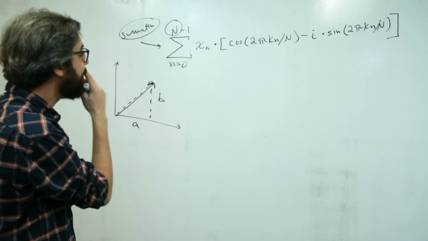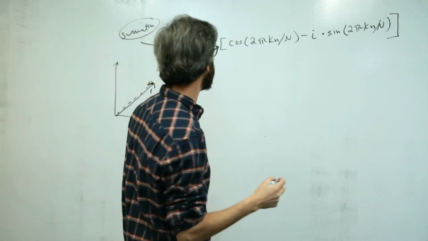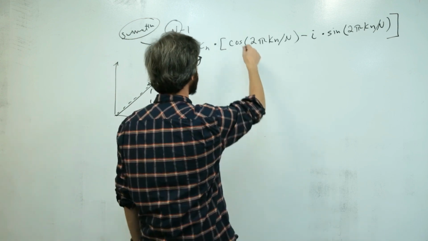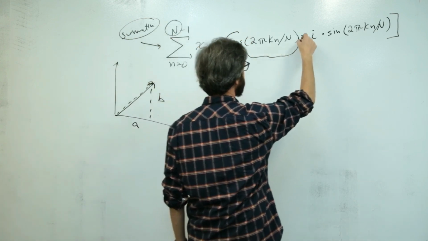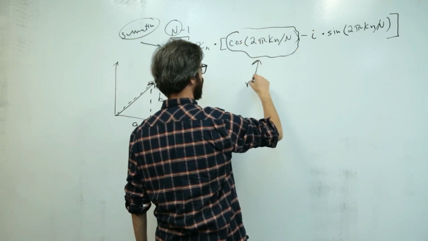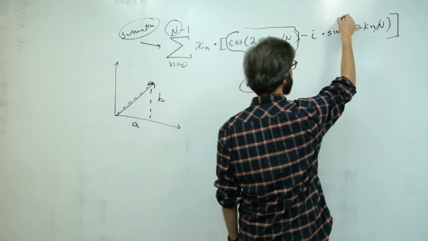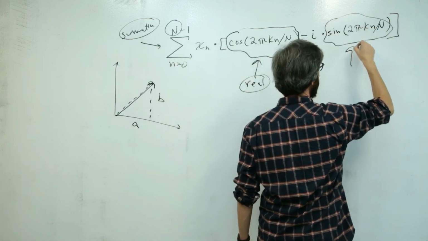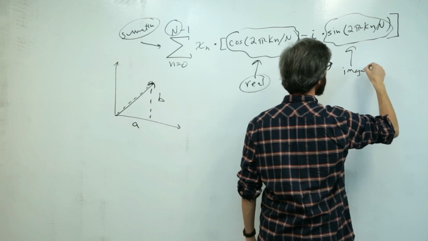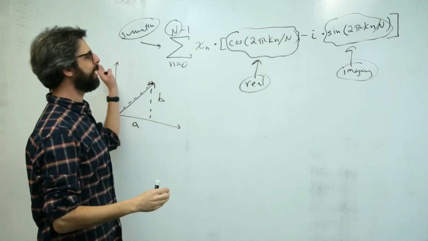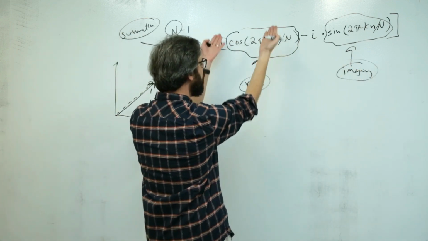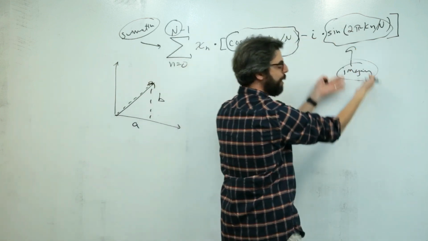And the other thing that's really important is that basically what I get to do is separate out the real component and the imaginary component. So even though this is all written as one formula, I'm going to sum up all the real components and all the imaginary components together.